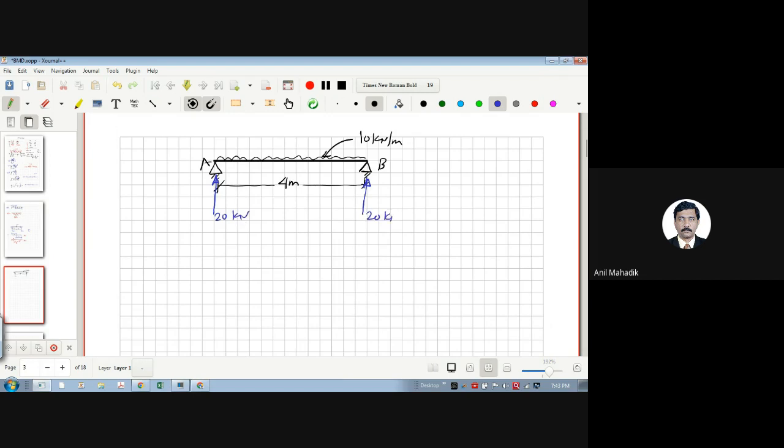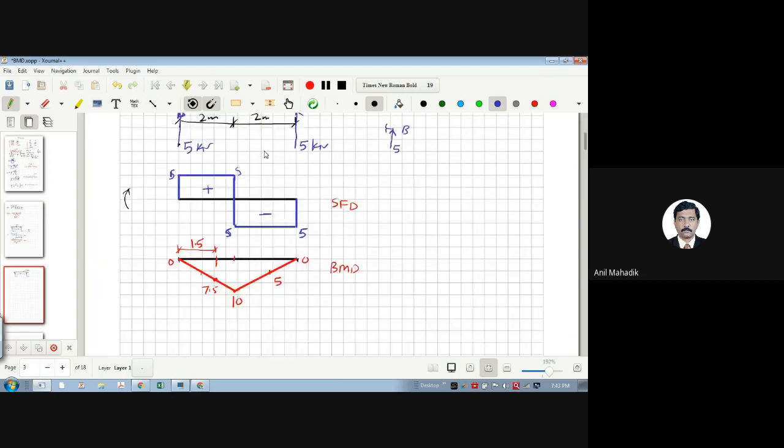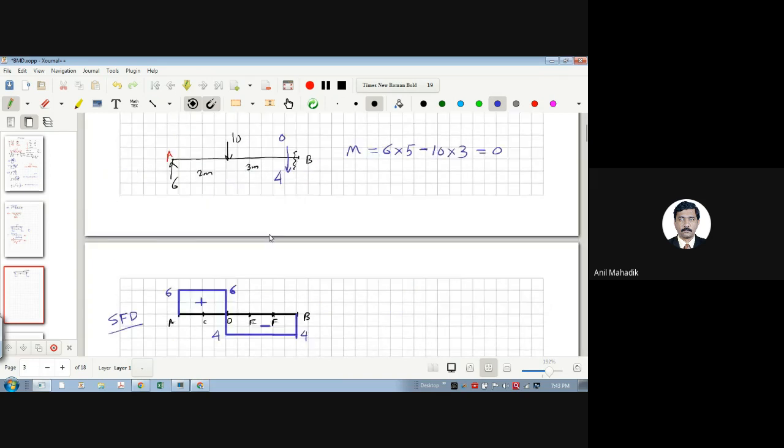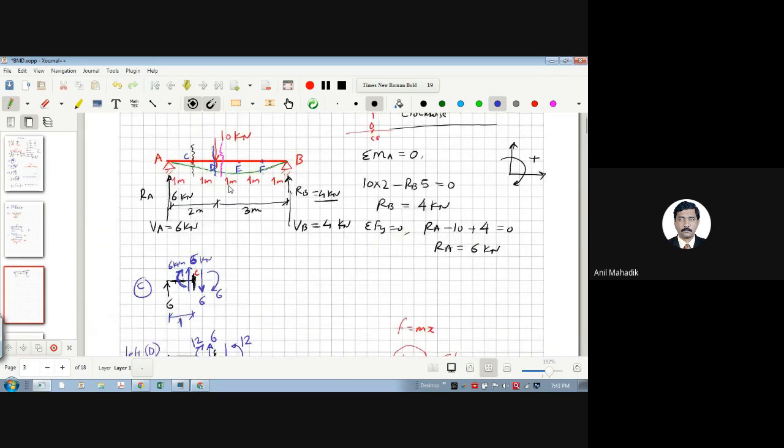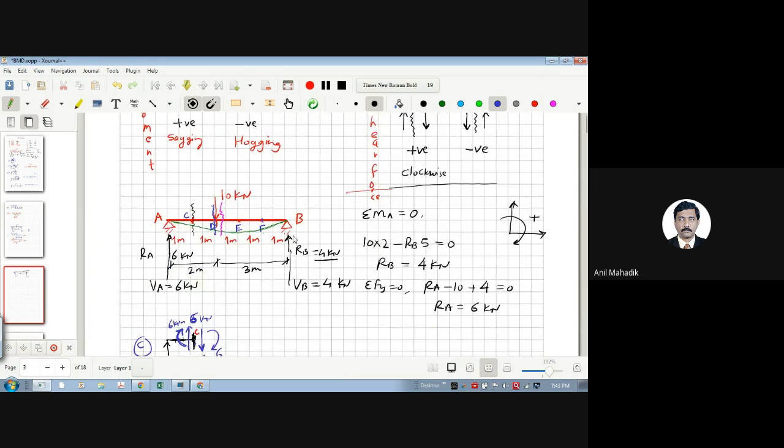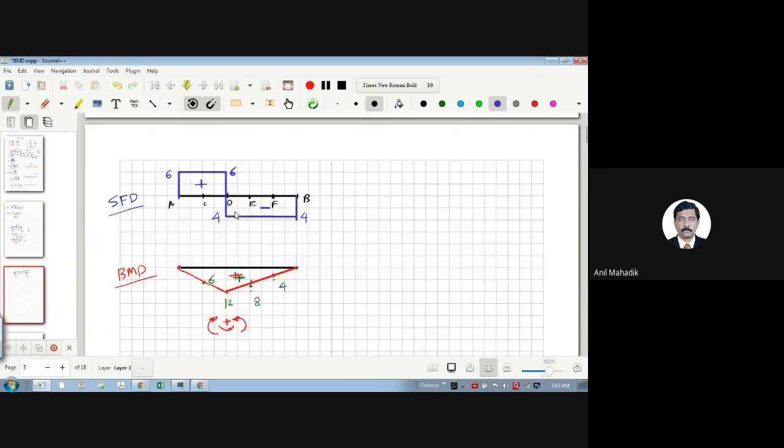So I'm not going with the equilibrium equations. It's a very simple problem. We have already learned how to calculate the reactions. Now, as it is simple, I'm using symmetry. But if it is unsymmetric, we need to use these equations. Here we did it, it was unsymmetric. This problem is unsymmetric, 2 meters here and 3 meters here, that is why I used these equilibrium equations. Here it is not necessary.